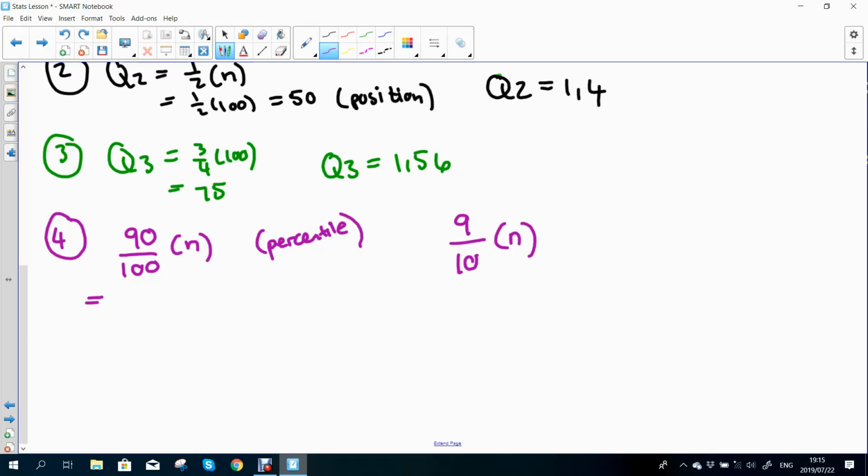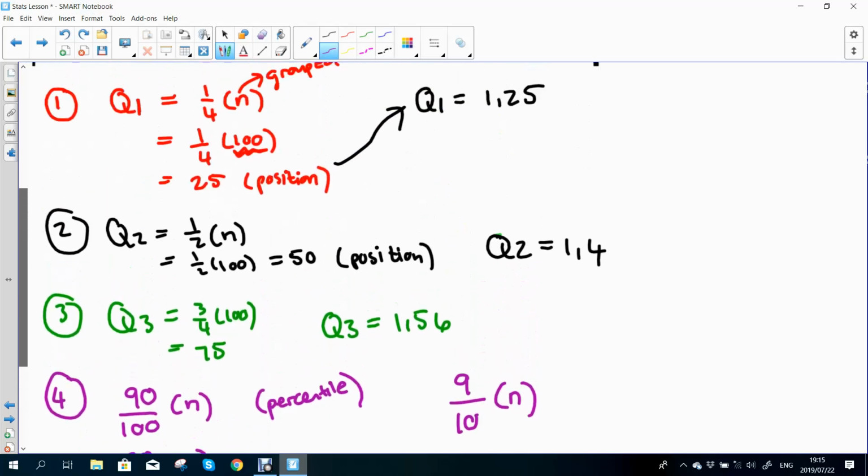I'm just looking for my answer here quickly. Oh, here it is: 90 times 100 divided by n. Obviously you're going to put 100 in, so that's just going to cancel it out. So you get 90 as your position. So you just need to go and figure out what is your 90th position.